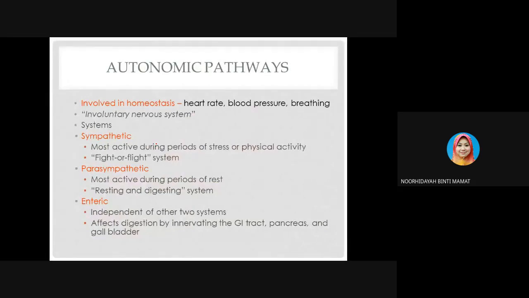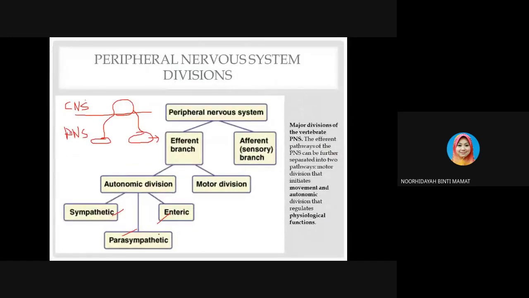So we go to the autonomic pathway first. It is involved in homeostasis, for example balancing the heart rate, blood pressure, and breathing. It is also the involuntary nervous system. In the previous lecture we talked about involuntary, which is uncontrolled; we cannot control it. You still remember this one: in the autonomic system, we have three.